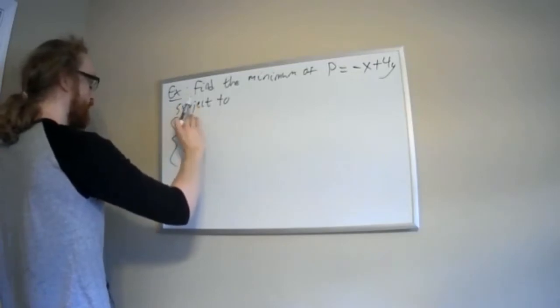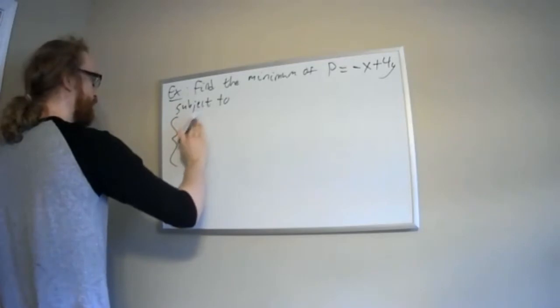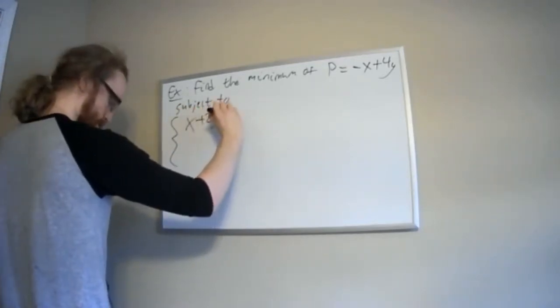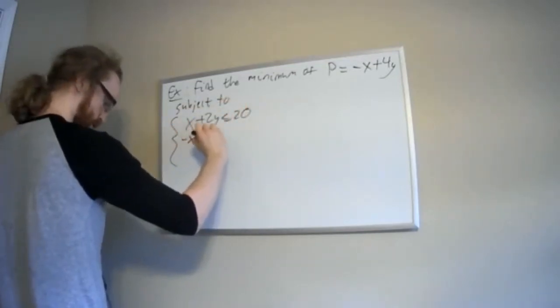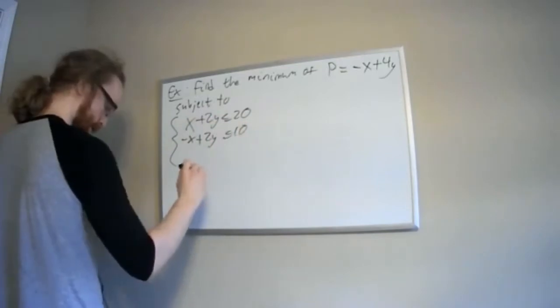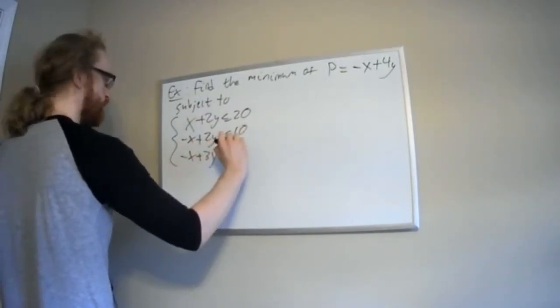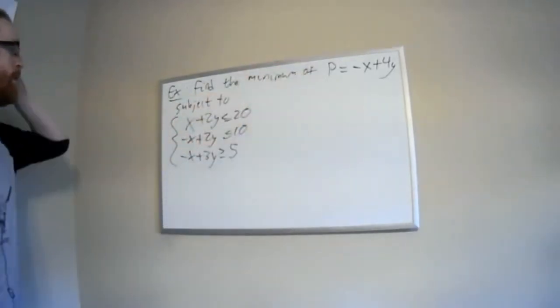Sorry guys, I looked at the wrong part of my notes. The constraints are x plus 2y less than or equal to 20, negative x plus 2y less than or equal to 10, and negative x plus 3y is greater than or equal to 5. So this will be our system of inequalities representing our constraints for this example. So I need to find the minimum of this subject to these.